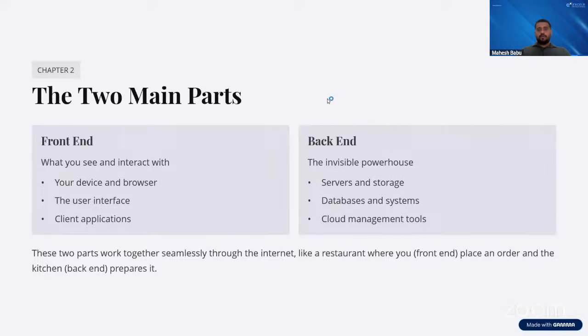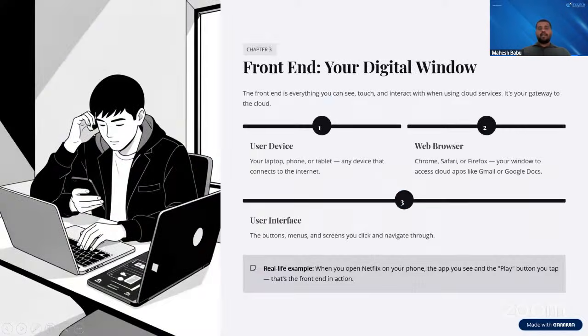because both are very much important. Simply put, the front end is your digital window. The digital window means the user device: the laptop, the phone, or any device which is used to access it. So we have web browsers, as I mentioned clearly, through which we access the cloud platform, and the user interface, the buttons, menus, screens, and click navigation, through which you navigate the cloud platform, entirely managed by the cloud provider.